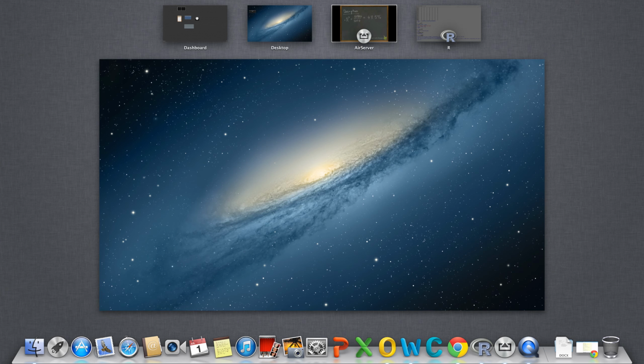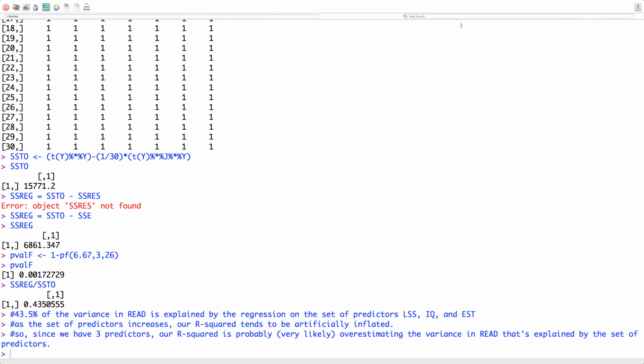Go back over. So the adjusted R squared is going to be 1 minus. First of all, I need n minus 1, which is 29. And I need n minus p, which would be 26.